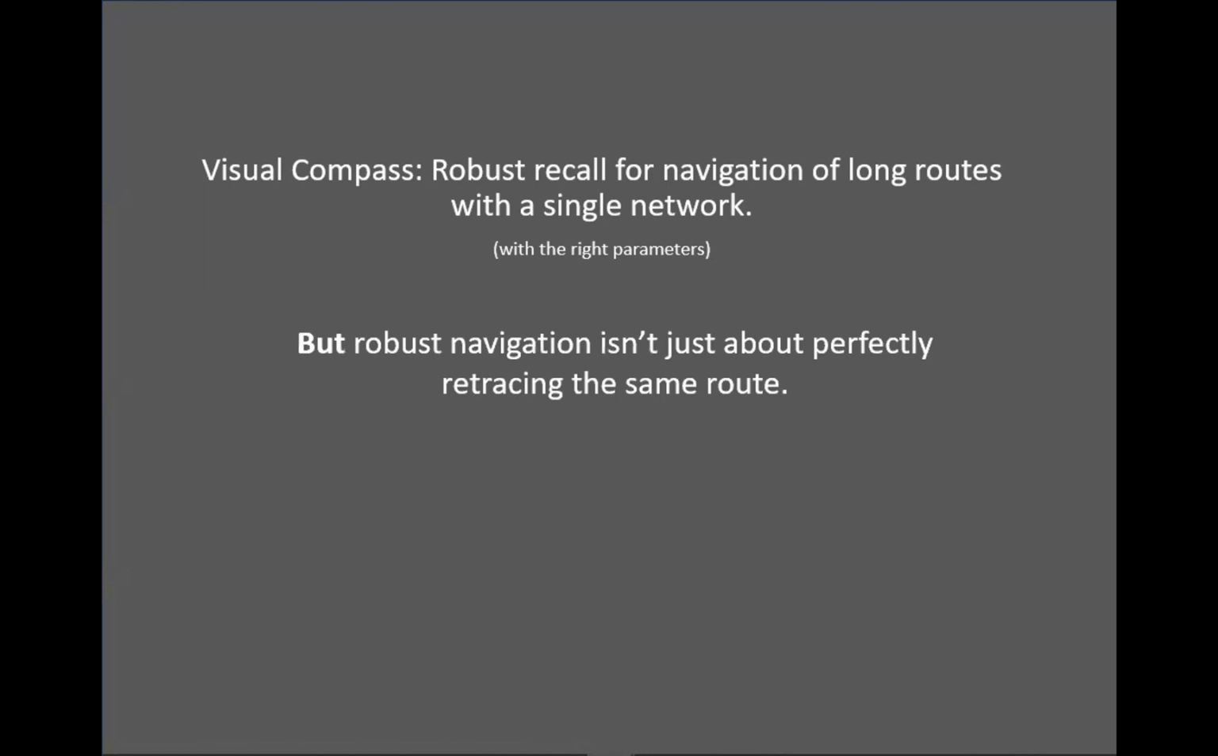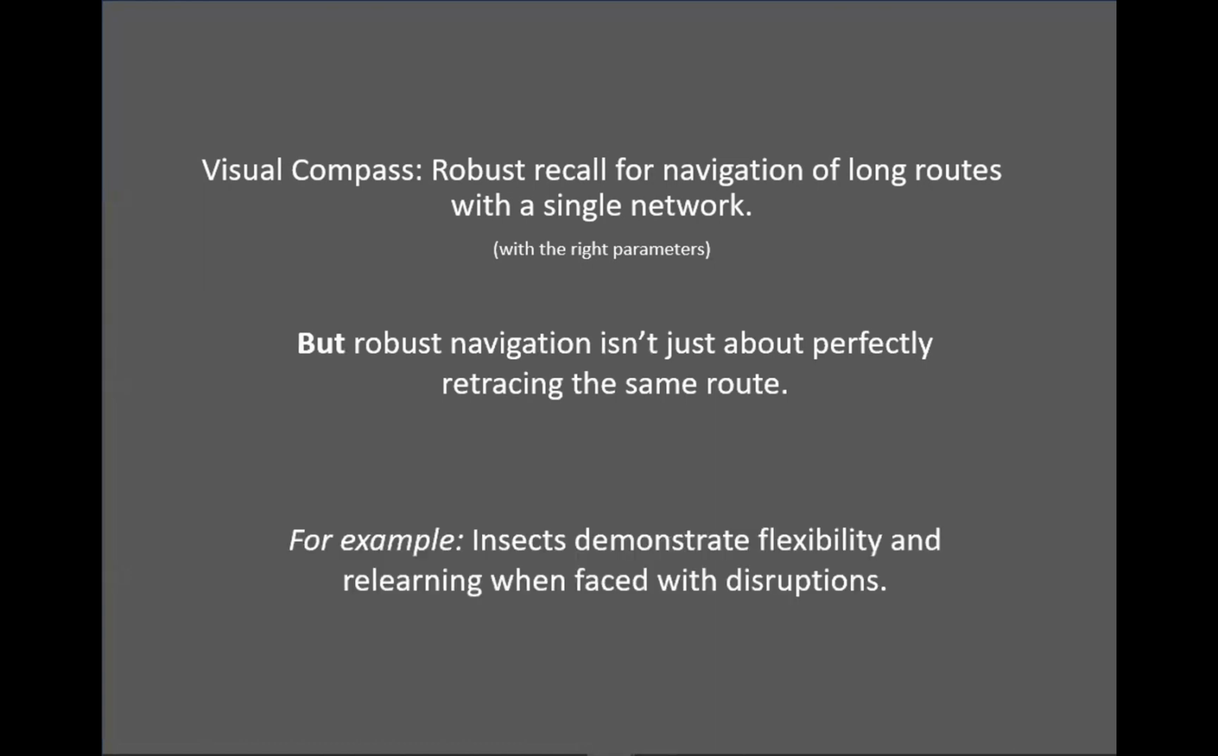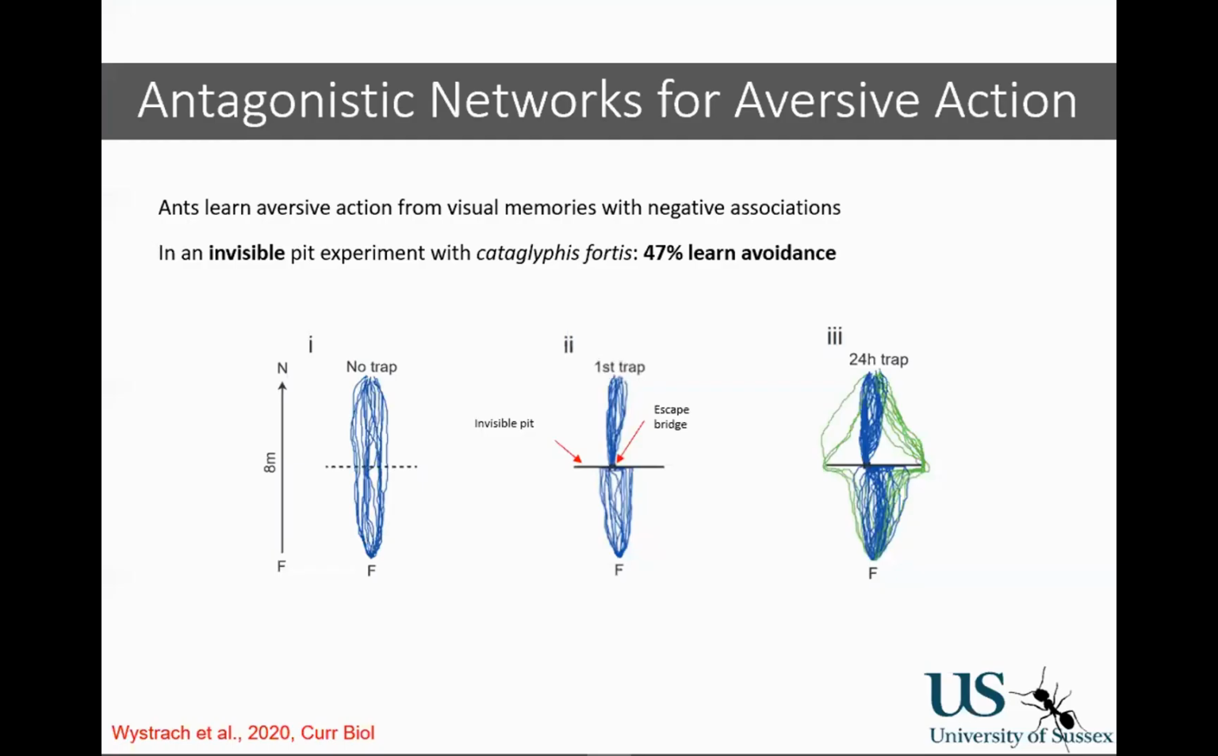But robust navigation isn't just about perfectly retracing the same route. For example, insects demonstrate flexibility in relearning when faced with disruptions that mean that they're still able to navigate between two areas of interest, but they're not necessarily following exactly the same route to do so. And this flexibility allows for rapid and robust navigation. So I'm going to talk about one experiment in particular that demonstrated ants learn aversive action from visual memories and negative associations. So in this experiment, the ants were trained in a straight line between the feeder and the nest.